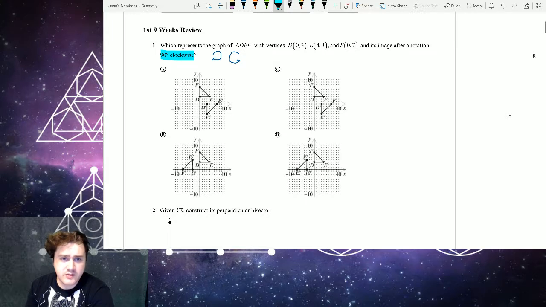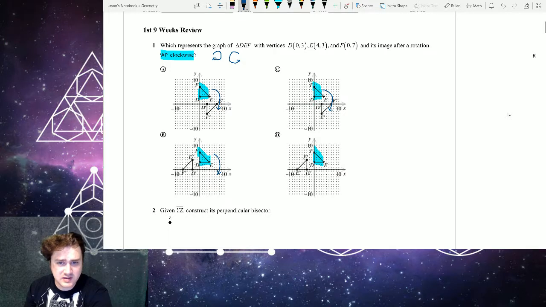So all of the first figures are always the same. In A, B, C, and D, the first figure is in the same spot. The question is basically asking which one takes the shape and rotates it 90 degrees clockwise. So 90 degrees clockwise would move it from quadrant 1 to quadrant 4. Quadrant 1 to quadrant 4 is both in A and C, but B and D go from quadrant 1 to quadrant 2. So we can eliminate B and D.